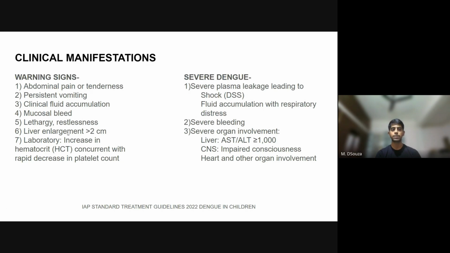These are the children where you would consider admitting them or referring to a higher center in case you feel that your center is not capable of handling that.